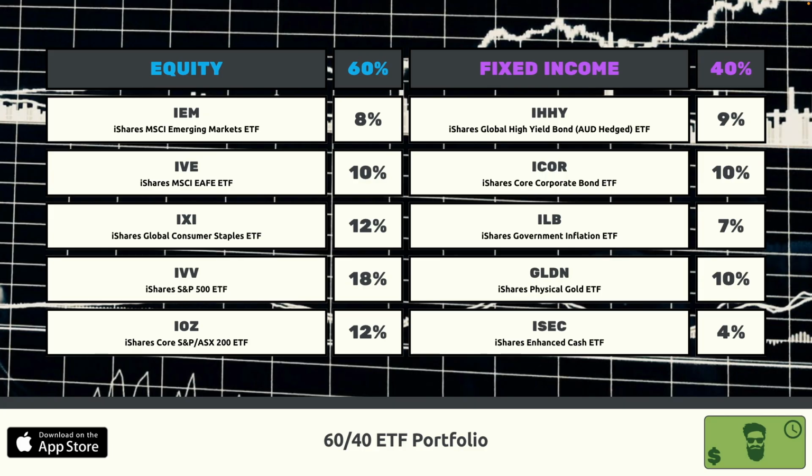Putting 8% in IEM, 10% in IVE, 12% in IXI, 18% in IVV, and 12% in IOZ. That takes care of the 60% of your equity portfolio. These are your stocks. 9% in the iShares Global High Yield Bond Aussie Hedged ETF, 10% in iCore, 7% in ILB, a government inflation ETF, 10% in physical gold, GLDN, and 4% in ISEC.